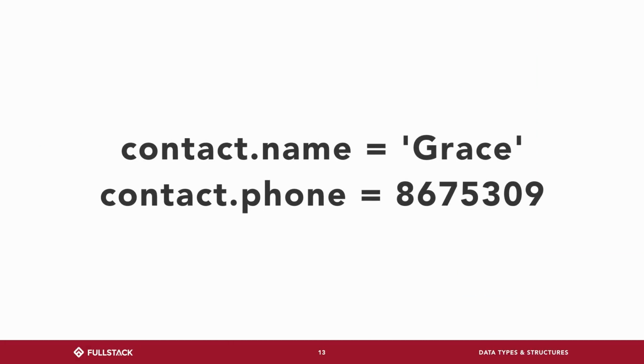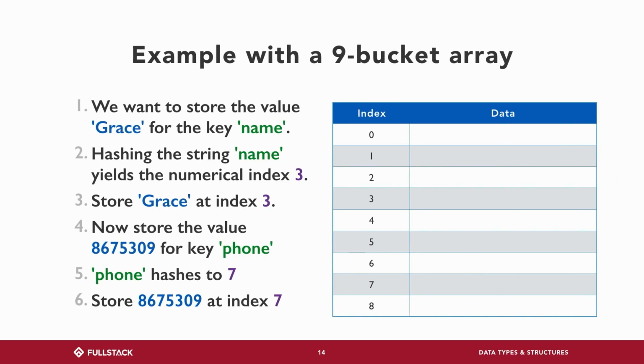Let's look at this contact info example in more depth. Here's our goal. We want to store the value Grace with the key name and the number value 8675309 with the key phone. So here, for example, say that we have a 9-bucket array. That is a hash table that is using a contiguous array that has 9 spaces, 9 indices, starting at 0 and going to 8. We want to store the value Grace for the key name.